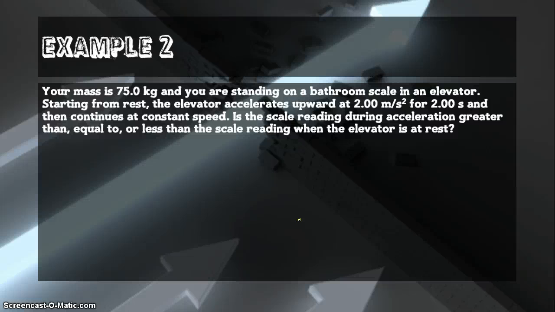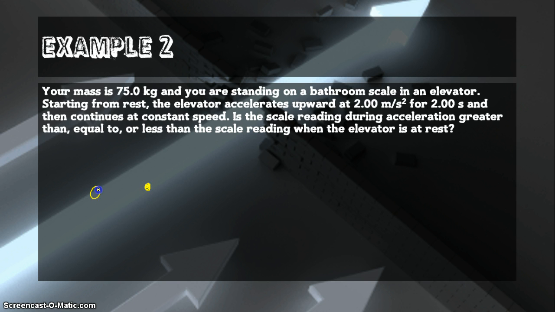So let's say we have another example here. Your mass is 75 kilograms and you're standing on a bathroom scale in an elevator. Starting from rest, the elevator accelerates upward at 2 meters per second squared for 2 seconds and then continues at constant speed. Is the scale reading during the acceleration greater than, equal to, or less than the scale reading when the elevator is at rest?